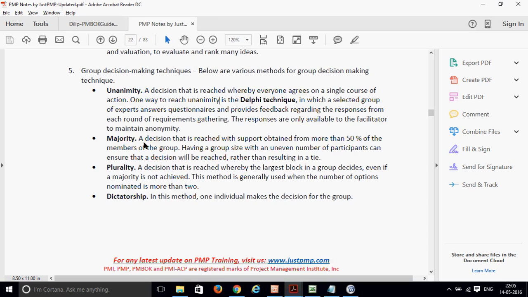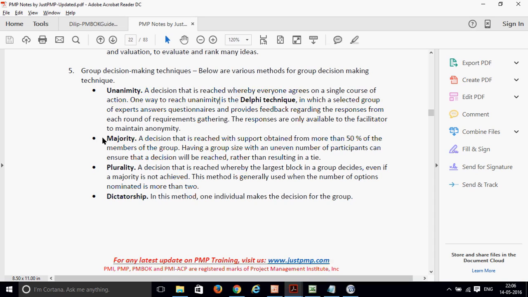Then majority is a decision reached with the support of more than 50% of the members of the group. Here, voting will again be there, but they will look for 50%. But it is not anonymous; it is in front of everybody. It's all about how the facilitator wants to do it. For any idea that they want to take as part of the requirement, it should have a minimum of 50% of the voting, more than 50% of the members of the group. Okay, that's part of majority.